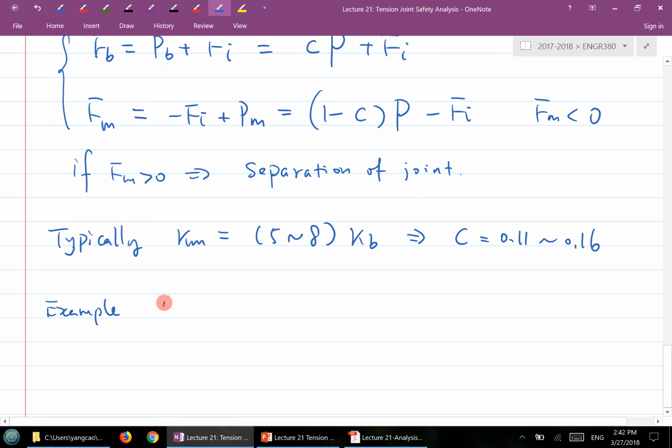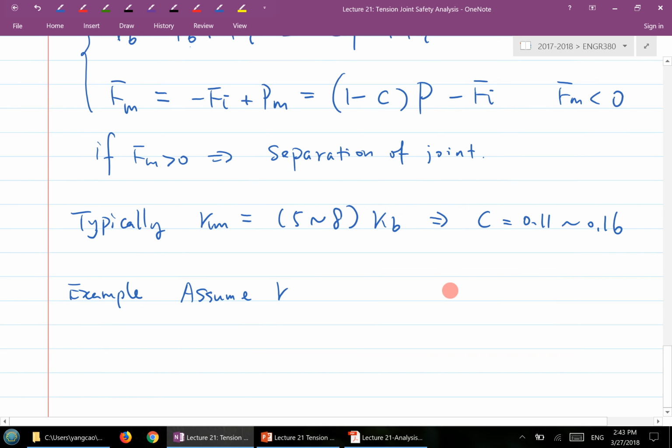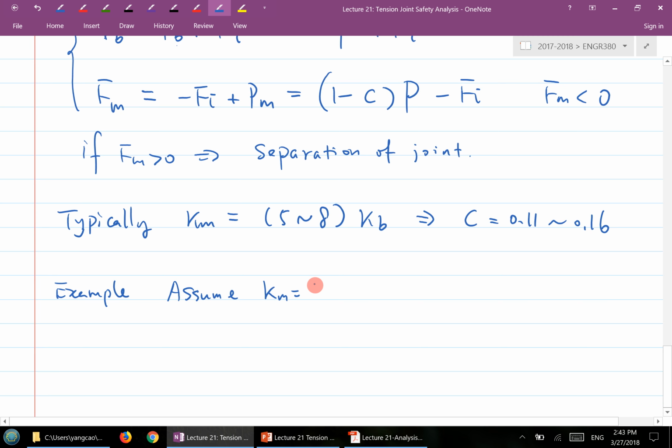In this example, I'm going to assume Km equal to 8 Kb. So the stiffness of the member is 8 times bigger than the bolt stiffness. And we have a preload of 1,000 pound force, and external load P equal to 1,100 pound force.